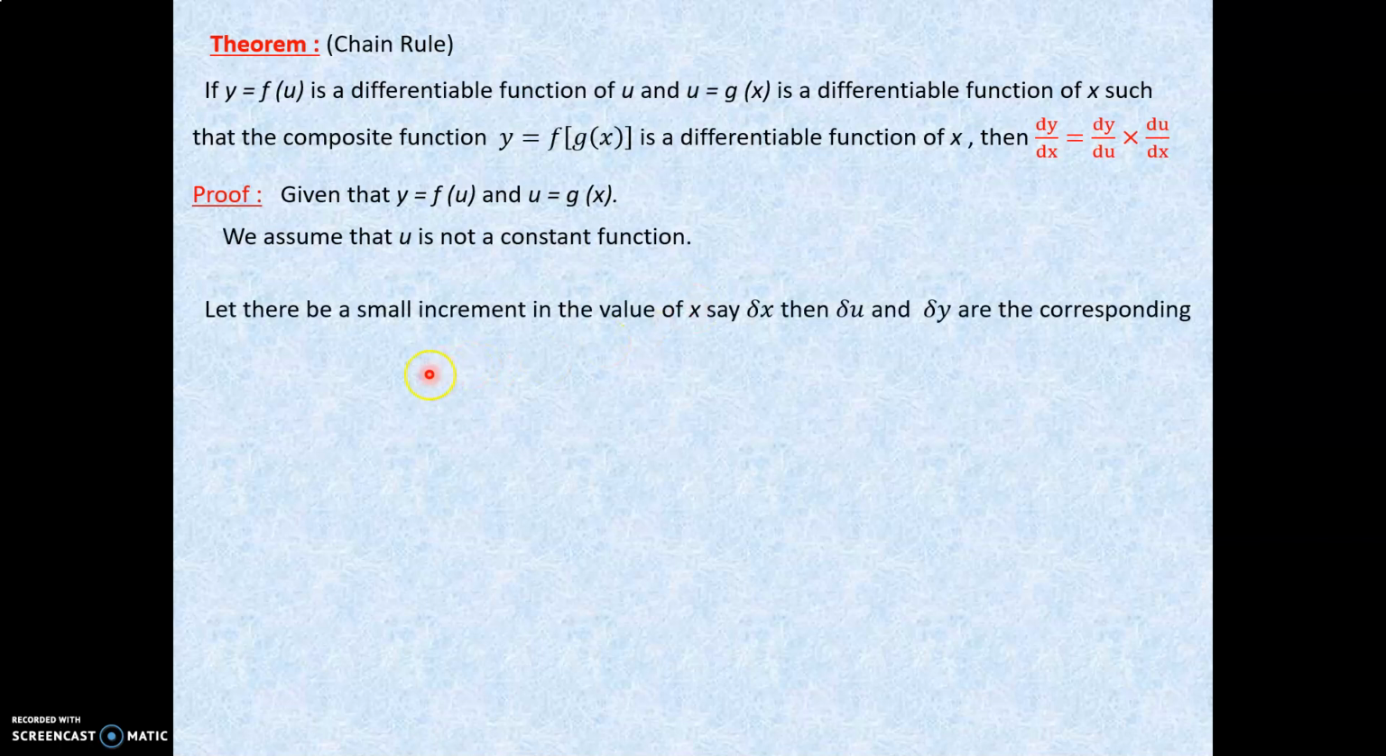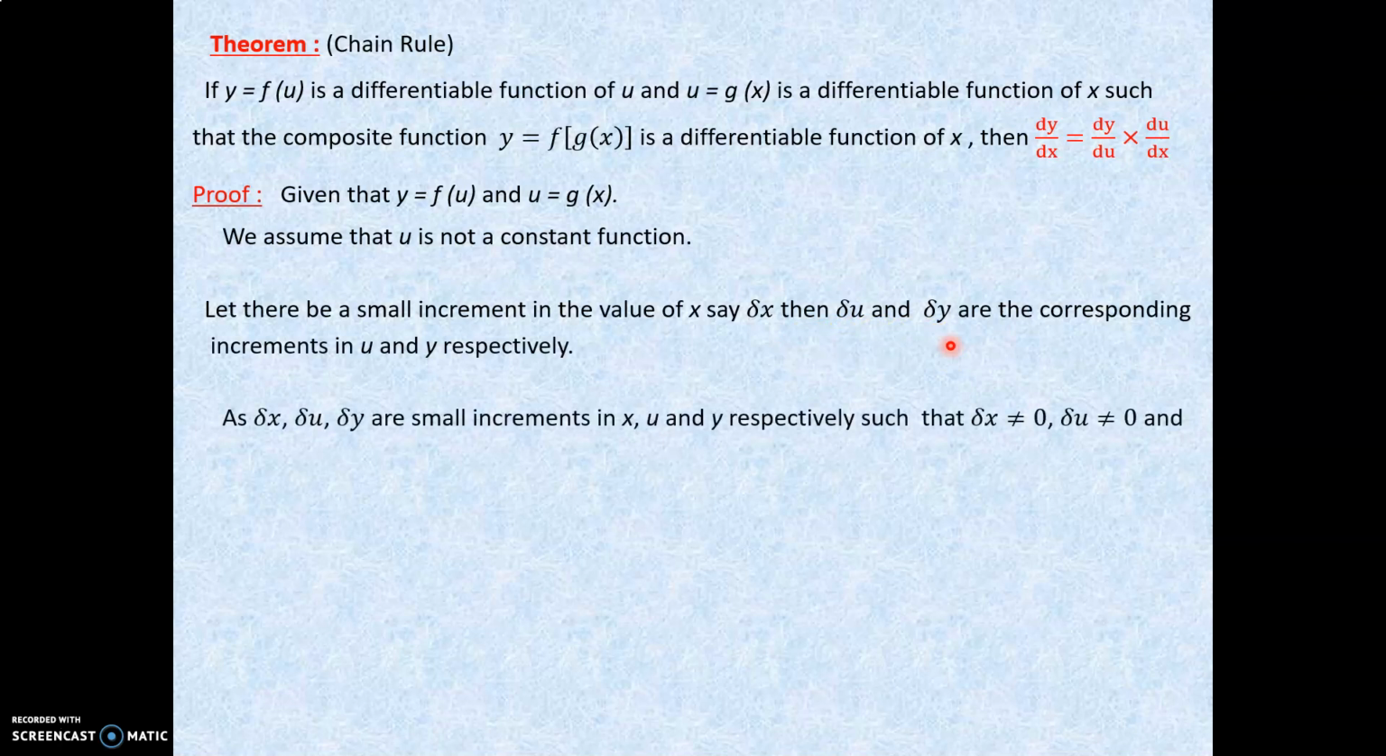Let there be a small increment in the value of x, say delta x, and delta u and delta y are the corresponding increments in u and y respectively. Now as delta x, delta u, delta y are small increments in x, u and y respectively, such that delta x not equal to 0, delta u not equal to 0, delta y not equal to 0.